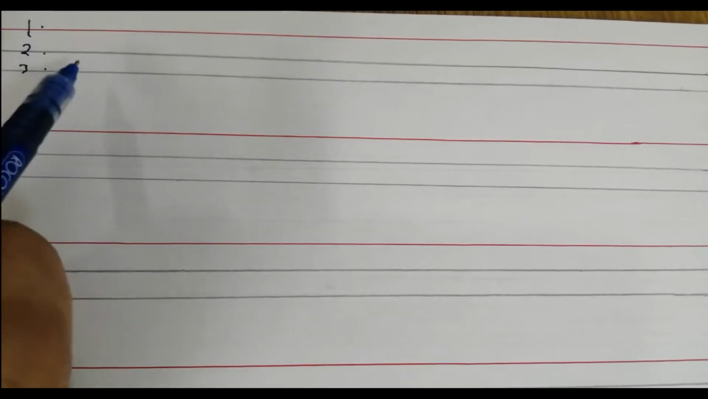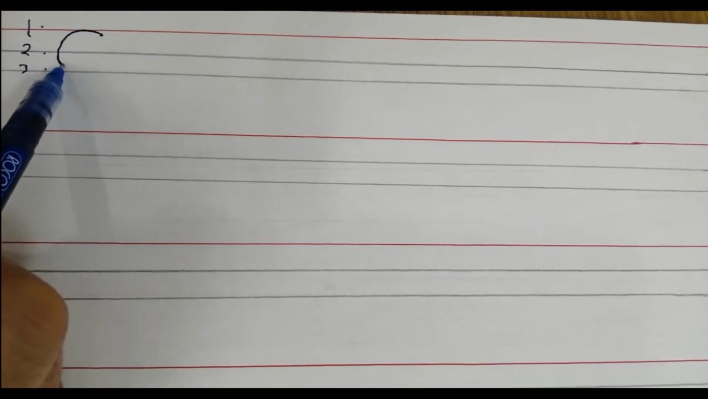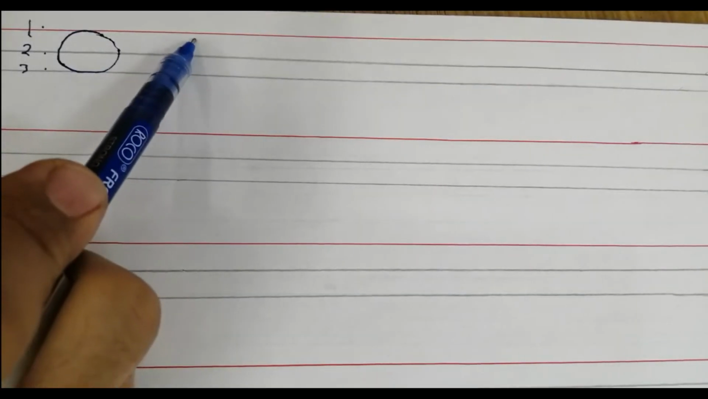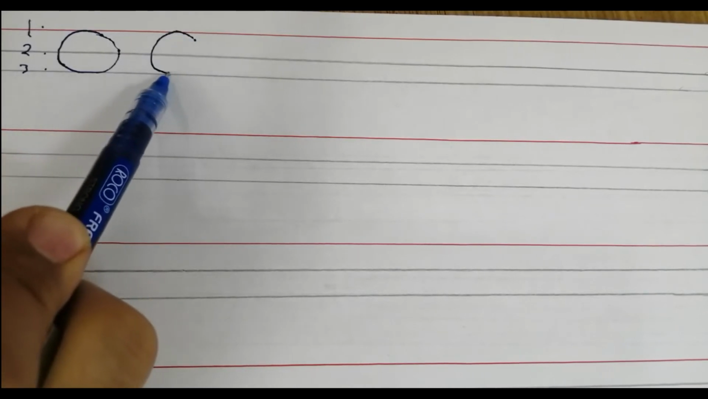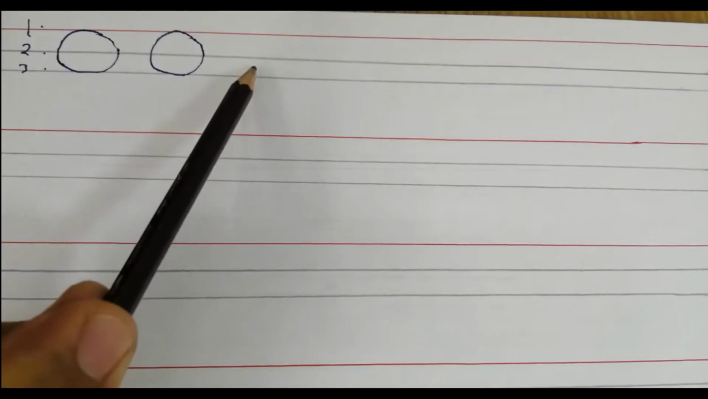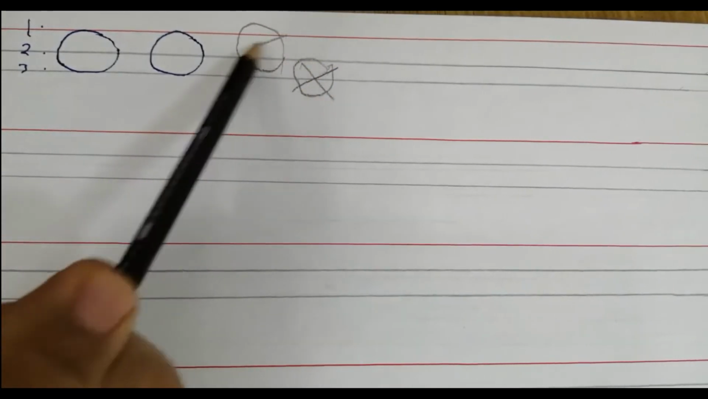Now we go to letter O. We start as usual from 1, number 2, number 3. Letter O, big circle starting from line 1 and going to line 3 and up again like that. Just big circle from number 1 going to number 3 like that. This is it. Okay, this is O. I cannot make it like that, like that. These are not acceptable.